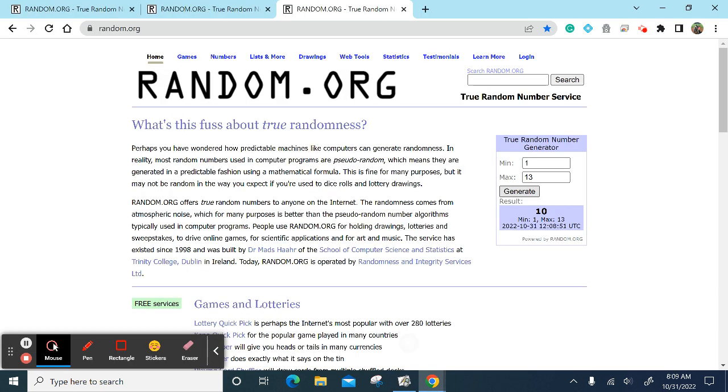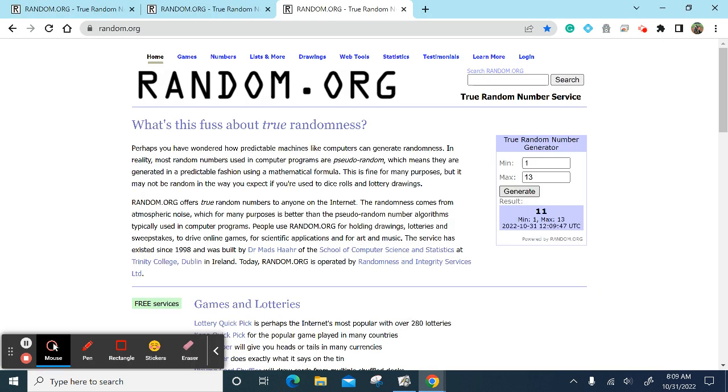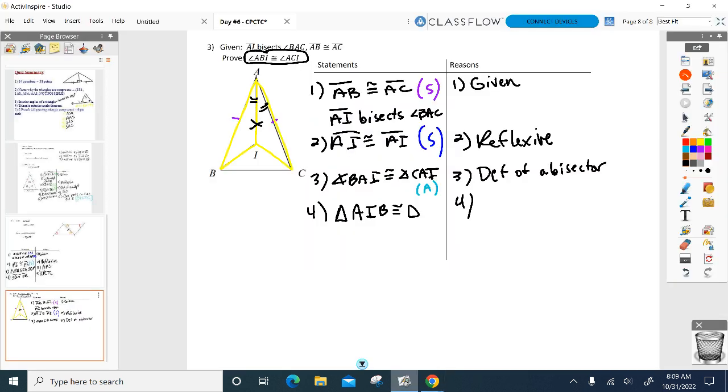Name that first triangle any way you want. Go ahead. Triangle AIB. Sure. Congruent to. All right, if we go AIB, the other triangle must be in what order? AIC. Yep. Followed by, what's the method?